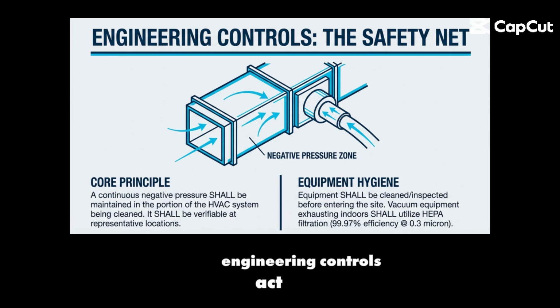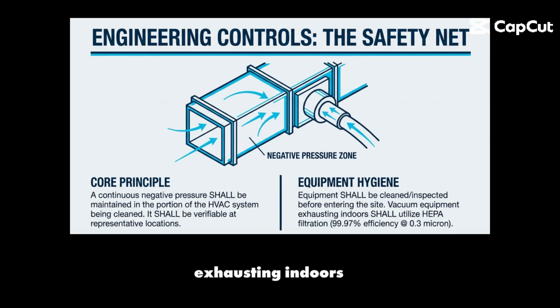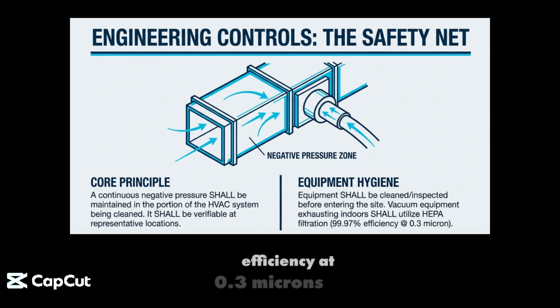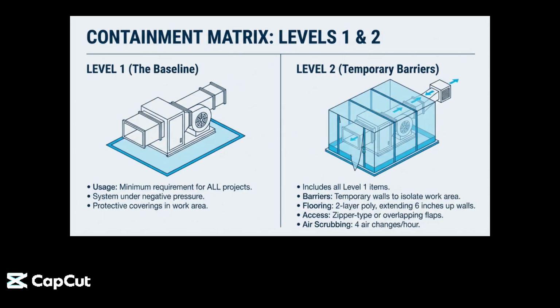Engineering controls act as your safety net. The core principle is that a continuous negative pressure shall be maintained and verifiable in the portion of the HVAC system being cleaned. Furthermore, all equipment exhausting indoors shall utilize HEPA filtration, operating at 99.97% efficiency at 0.3 microns.